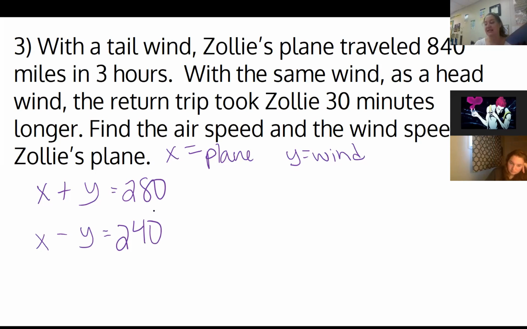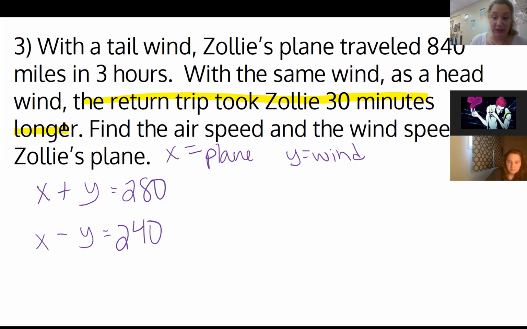3.5 came from the problem saying the return trip took 30 minutes longer. So 3 hours and 30 minutes, we put it as 3.5. Always change it to a decimal. And then from here, now we solve. The hardest part here really is figuring out the speeds. Speed with wind, speed without wind. Now we solve.